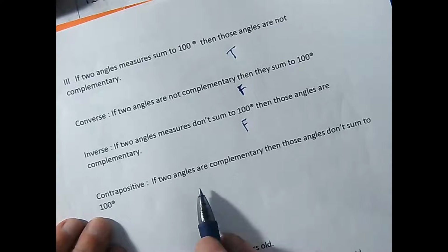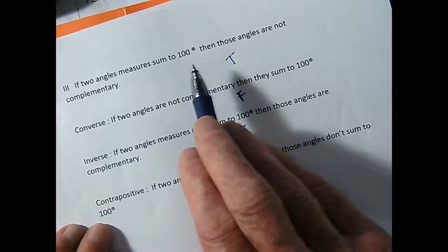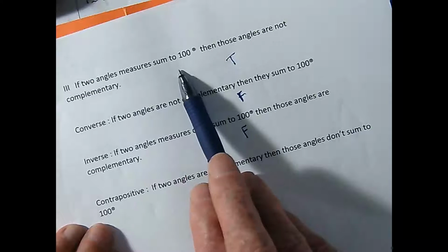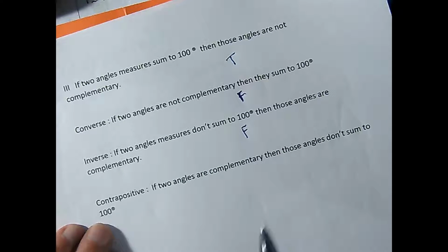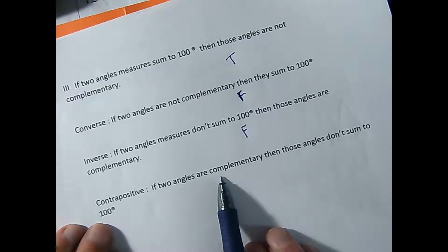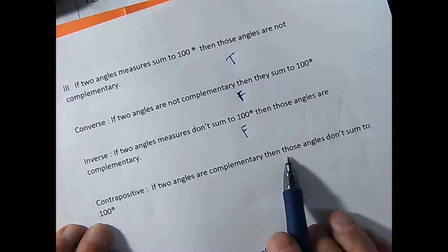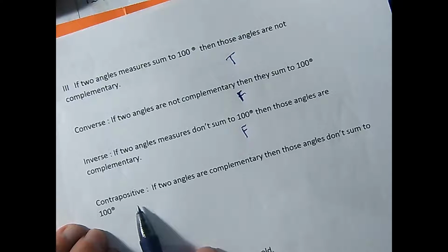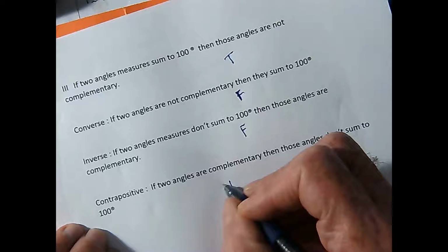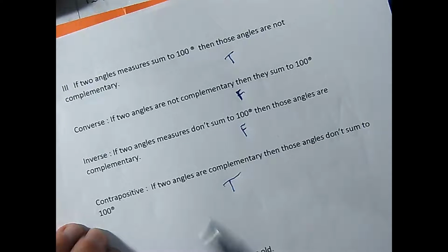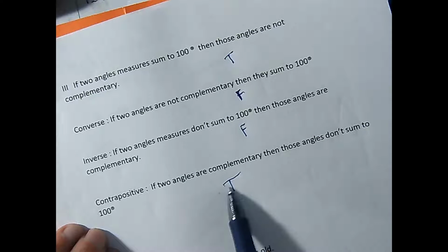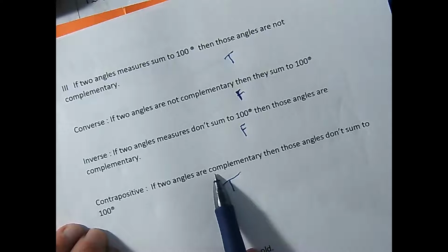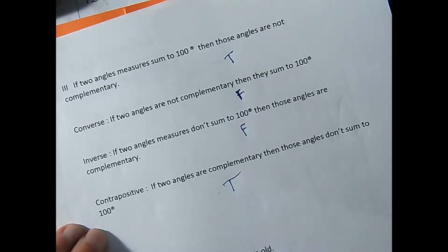But let me look at the contrapositive of this original statement. If two angles measure sum to 100, then those angles are not complementary. I'm going to switch the terms and negate them. If two angles are complementary, then those angles do not sum to 100. And I'm going to tell you that's a true statement. Lots of reasons to think that through, but I also know that a conditional and its contrapositive are logically equivalent. This must also be a true statement. If angles are complementary, they don't sum to 100. They've got to sum to 90.